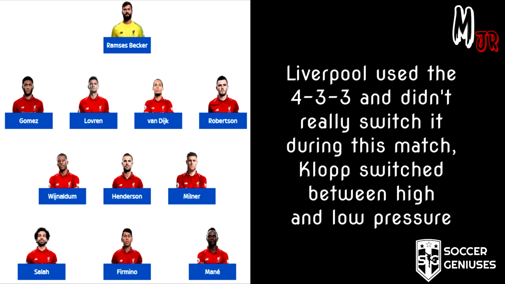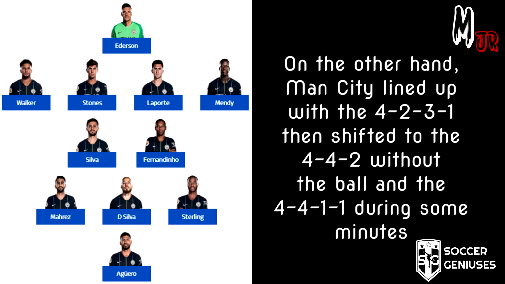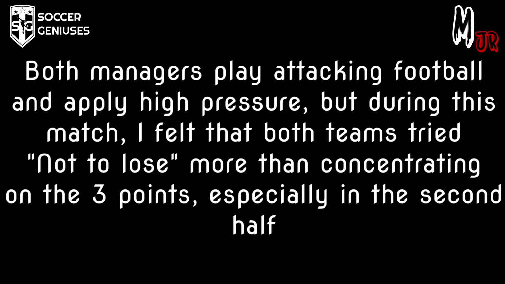Liverpool used the 4-3-3 and didn't really switch it during this match. Klopp switched between high and low pressure. On the other hand, Man City lined up with the 4-2-3-1, then shifted to the 4-4-2 without the ball and 4-4-1-1 during some minutes. Both managers play attacking football and apply high pressure. But during this match, I felt that both teams tried not to lose more than concentrating on the 3 points, especially in the second half.